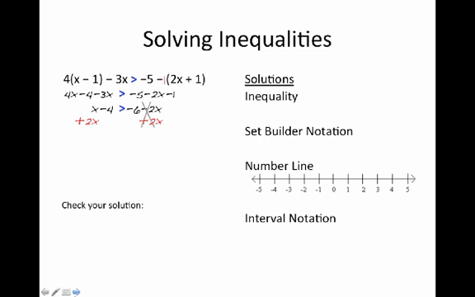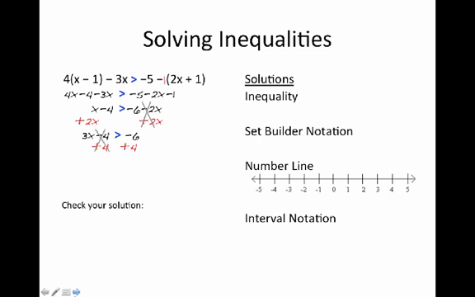Negative 2x plus 2x is 0. On the left-hand side, I've got x plus 2x is 3x, minus 4 is greater than negative 6. Now I want to get the variable term by itself, so I'm going to add 4 to both sides.